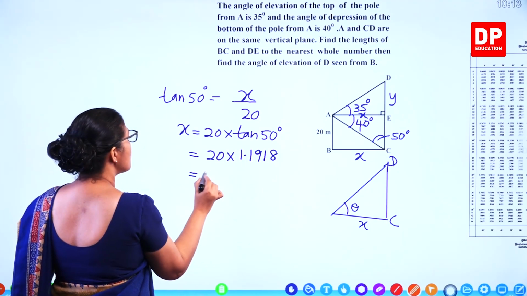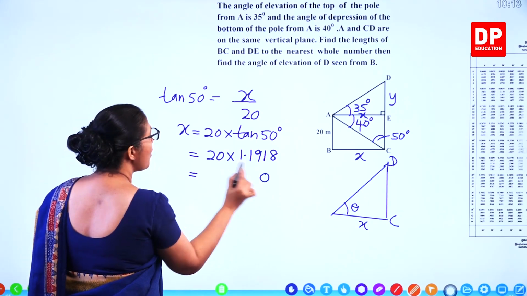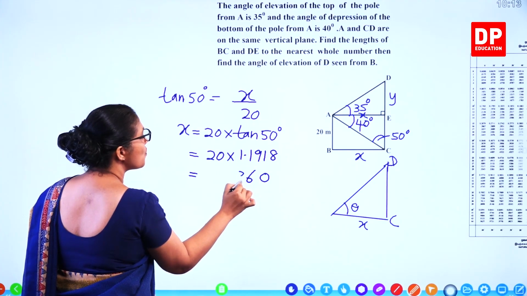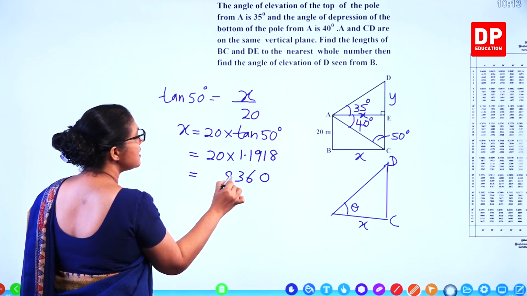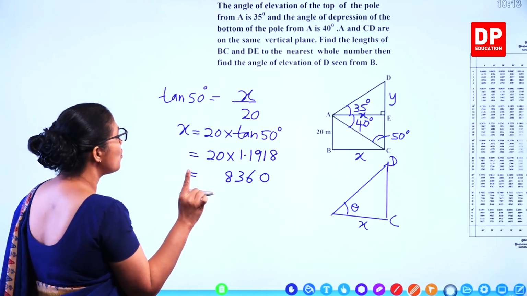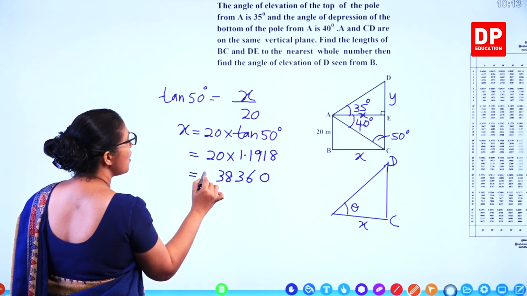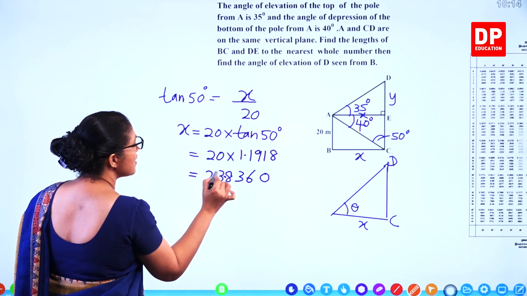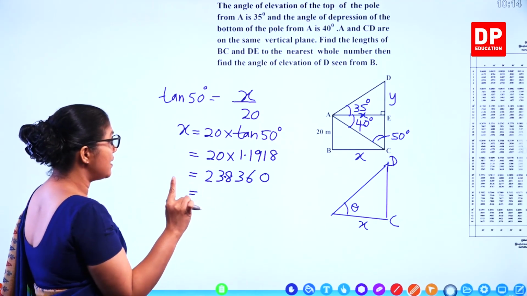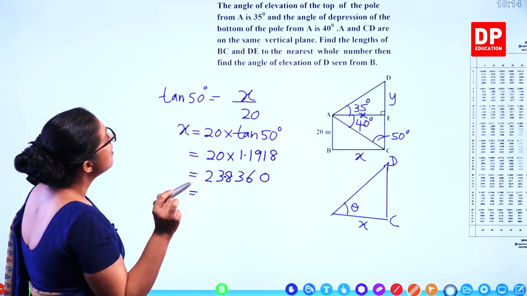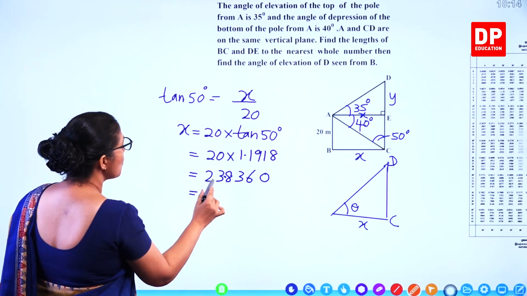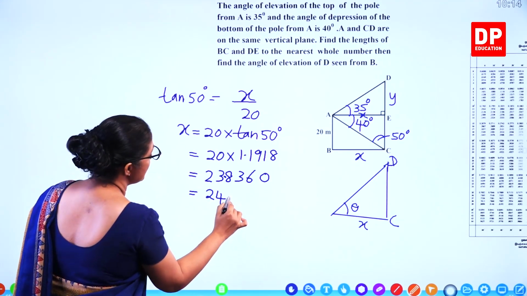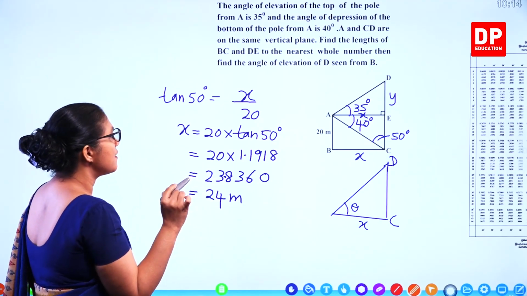So multiply 1.1918 by 20. Put 0 and multiply by 2. 2 times 8, 16. 2 times 1, 2 plus 1, 3. 2 times 9, 18, 1 remaining. 2 times 1, 2 plus 1, 3. 2 times 1, 2. So with 4 decimal places, the answer is 23.83. But you have to give the nearest whole number, so 24. 24 meters is X. That's the first value.